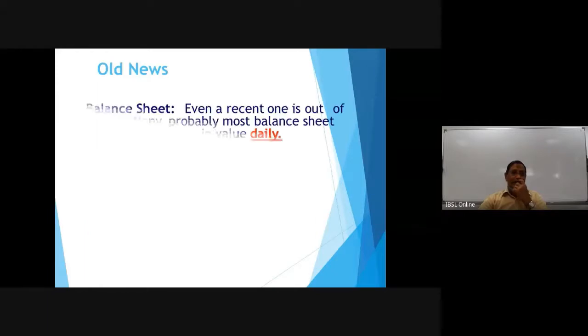Well, what is the balance sheet? I just mentioned that. Even at this point it is out of date. It's expired. It is obsolete. The latest, 31st of March 2020, is information that appears for the previous year. Therefore, already it is expired, out of date. Probably most balance sheet accounts change value daily. The customer's business is a going concern, and it changes every time.